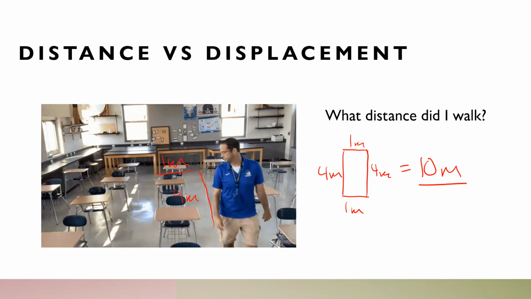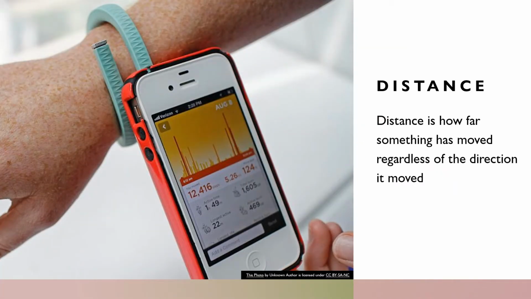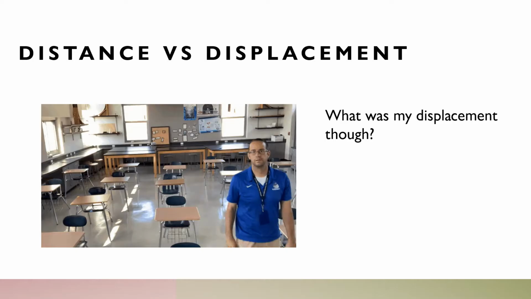So pretty simply, distance is just how far did you move. You think of it as like a Fitbit or your step tracker on your iPhone. It's how far something has moved regardless of the direction that it moved. So in that video, I walked 10 meters because I walked 4 back, 1 left, 4 forward, 1 right. So distance is just purely like a video camera recording the motion, doesn't care what direction we're going.